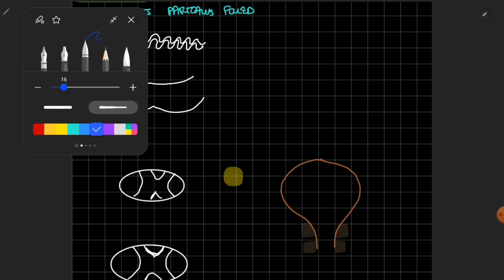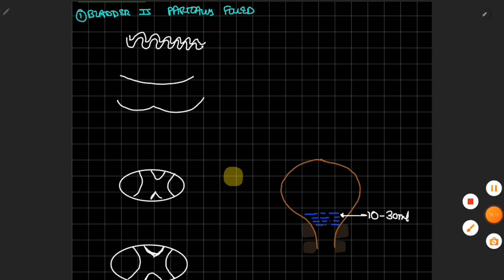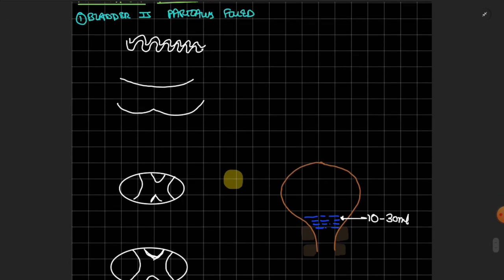Basically, this is the urinary bladder, this structure. For example, not much urine is present, let's say 10 to 30 ml, a random value. Now the micturition reflex shouldn't be initiated. Let me first label the diagram, then I will draw the neuronal circuit.